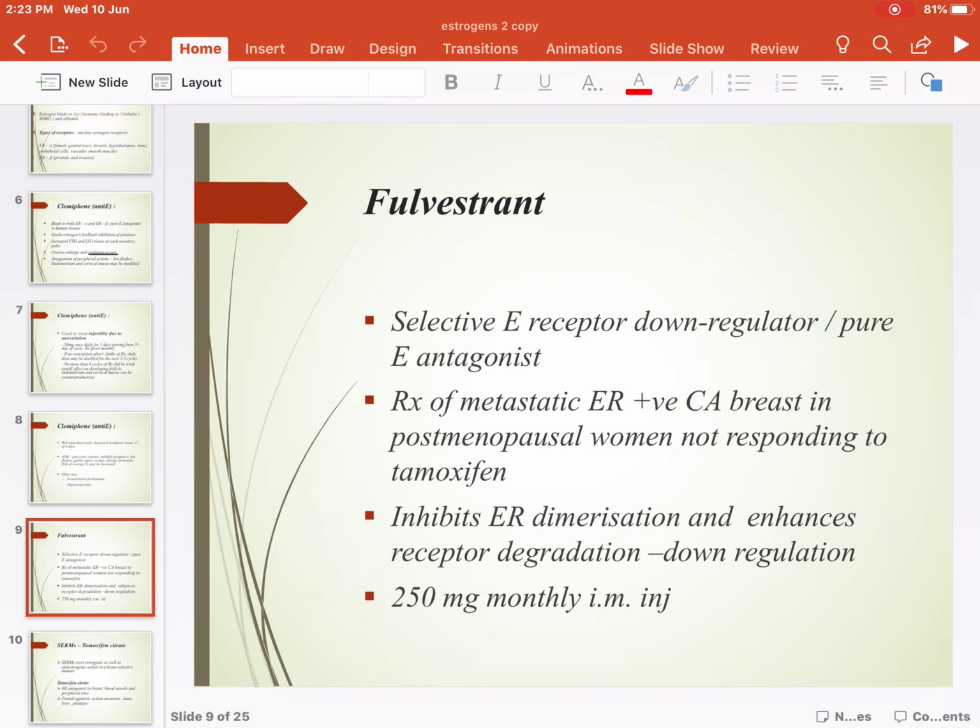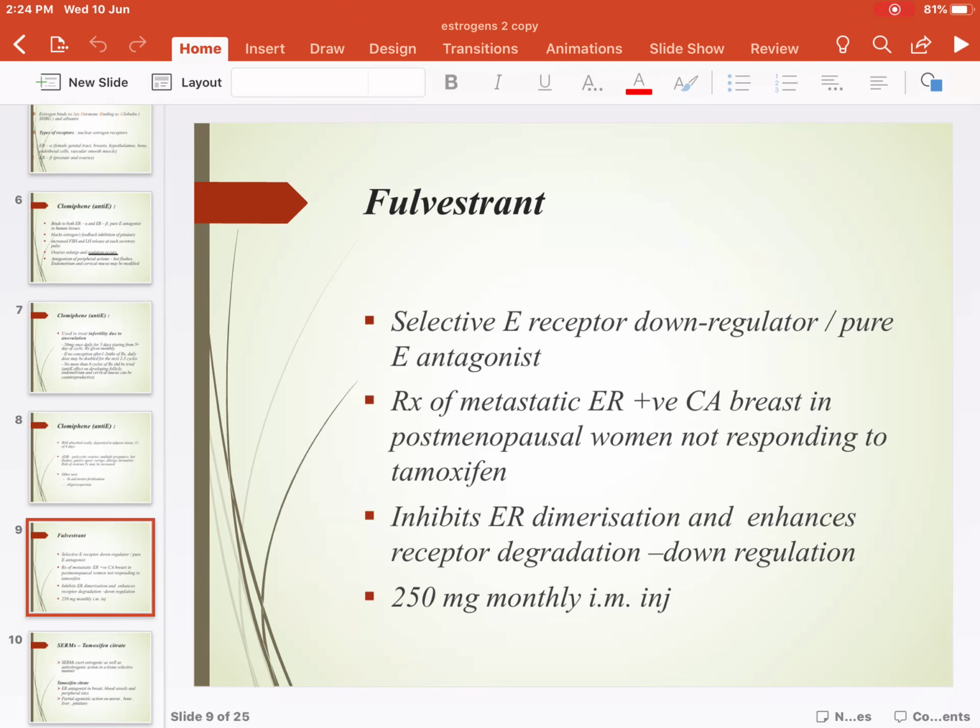Fulvestrant is one more receptor antagonist, which is also called as estrogen receptor down regulator. This is used in treatment of estrogen receptor positive carcinoma of breast in postmenopausal women who are not responding to tamoxifen. We'll learn about what is tamoxifen in a little while. How does this function? It's going to inhibit the estrogen receptor dimerization.